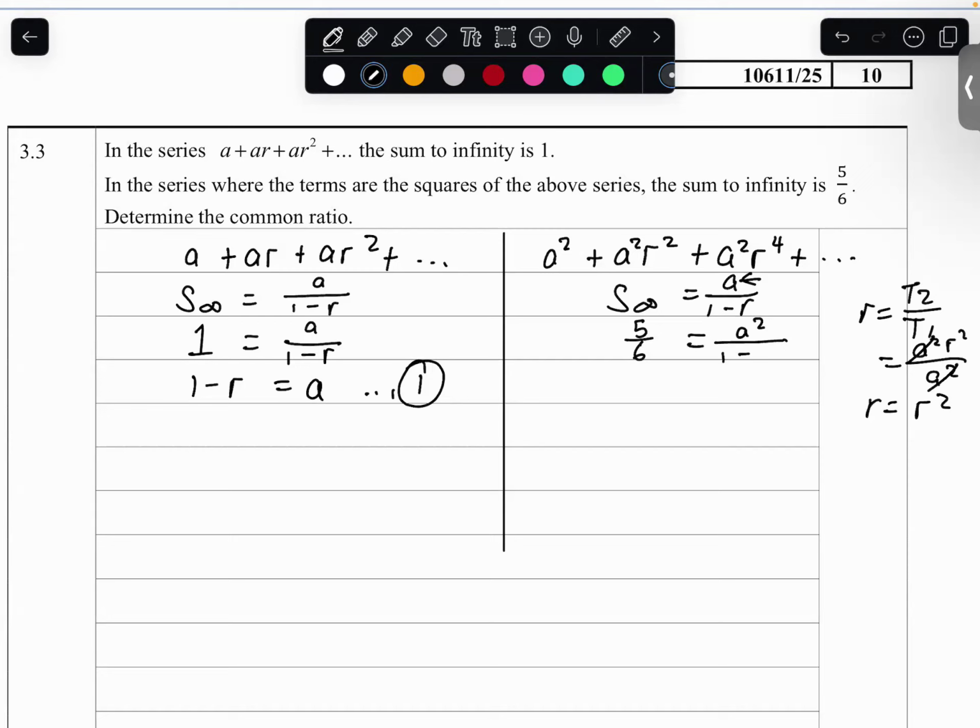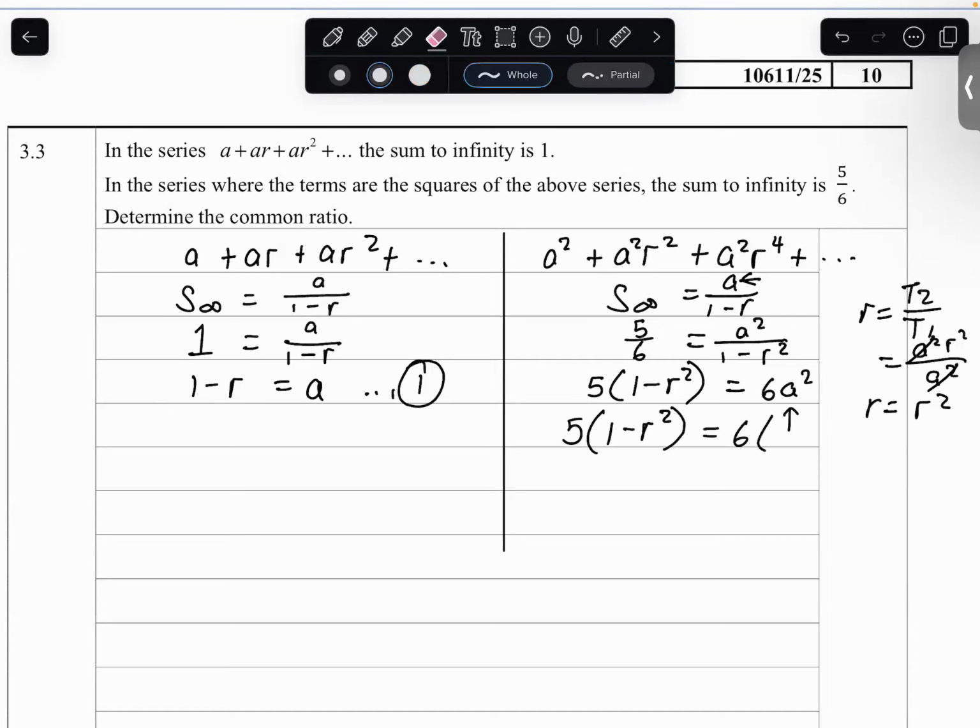So r is equal to r squared here. Right? Then I'm going to cross multiply to make my sum simpler. This is 5 into 1 minus r squared is equal to 6a squared. Okay, I'm going to replace this a with this because a is equal to 1 minus r. So this is 5 into 1 minus r squared is equal to 6 into 1 minus r. Right, that gives me 5 minus 5r squared is equal to 6 minus 6r.